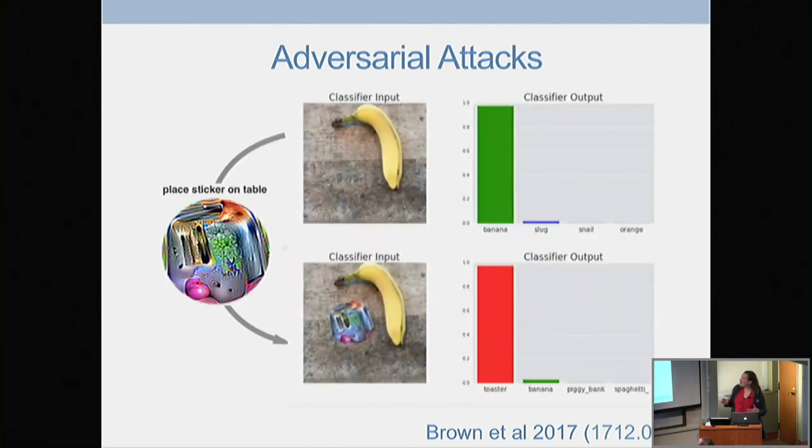And so if you have a banana and you classify it, you will get the right answer. But if you put the patch in the image with the banana, you will suddenly classify this as being high probability a toaster, and very, very low probability as actually containing a banana.